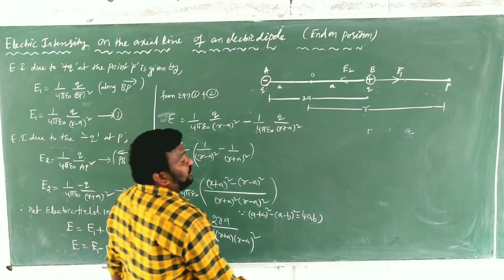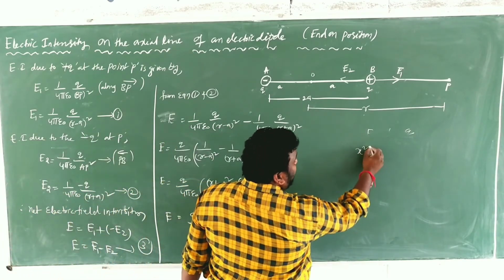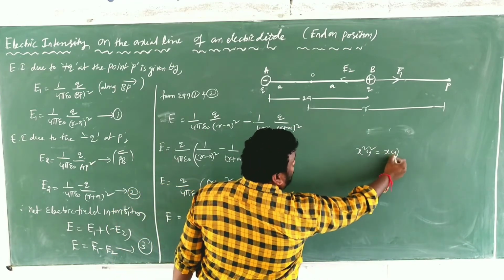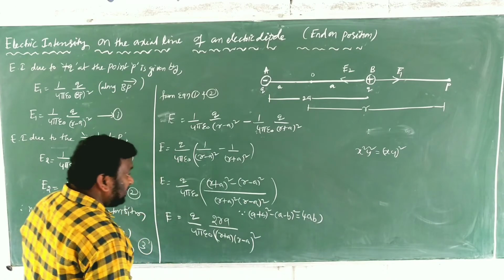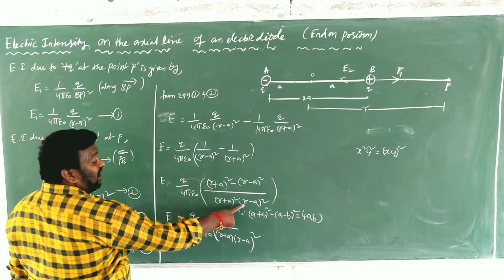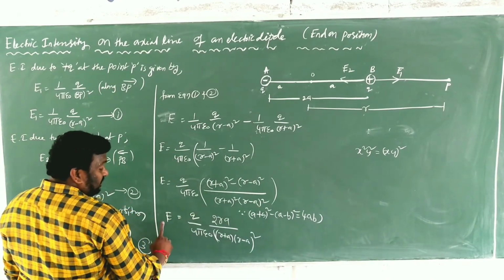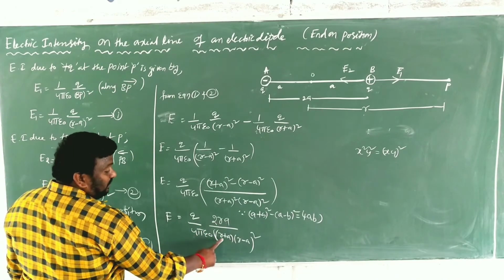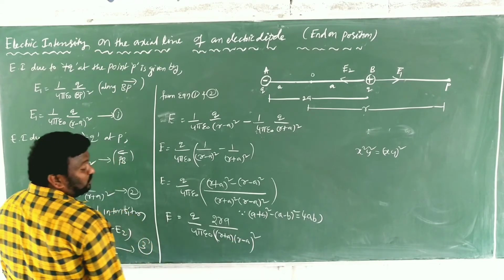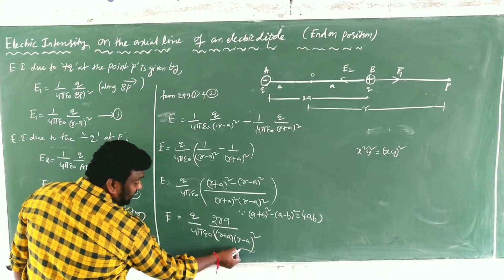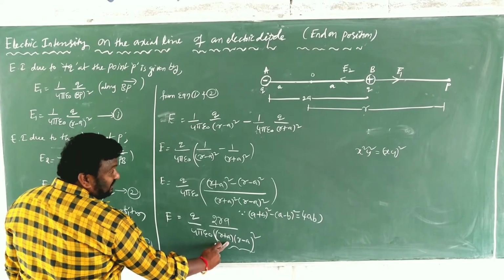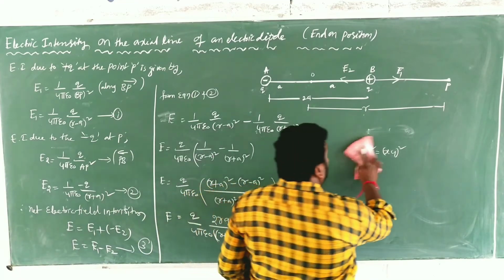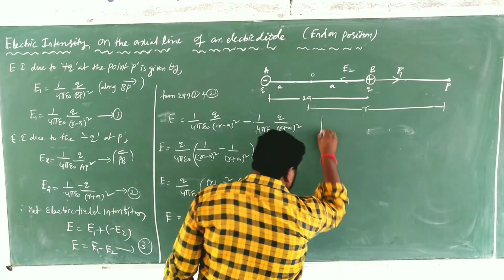Here, x square y square is there; simply we can write it as xy whole square. Like that, here (R plus A) whole square is there and (R minus A) whole square is there. Then what to write? E is equal to Q into 2RA by 4 pi epsilon into (R plus A) into (R minus A) whole square. Children, you have to observe here, it is in the form of (A plus B) into (A minus B), which is A square minus B square.